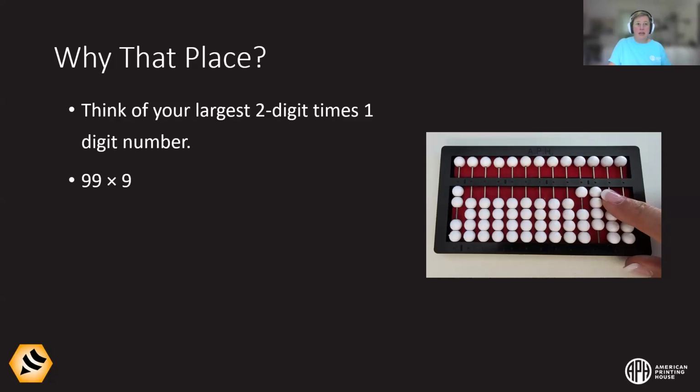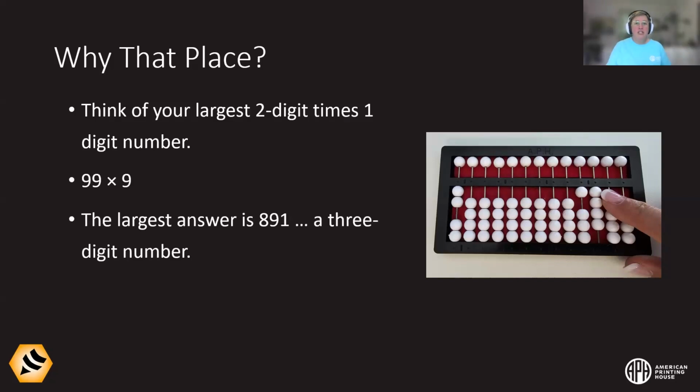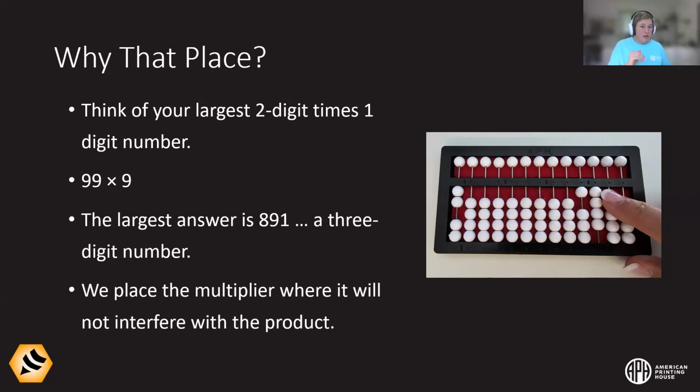891 is the answer. So the largest answer for the largest problem we could think of is a 3-digit number. So we know that 3 columns can't be used because our answer could have a number in that hundreds column. Okay? We're going to make sure it's not interfering with the product at all.